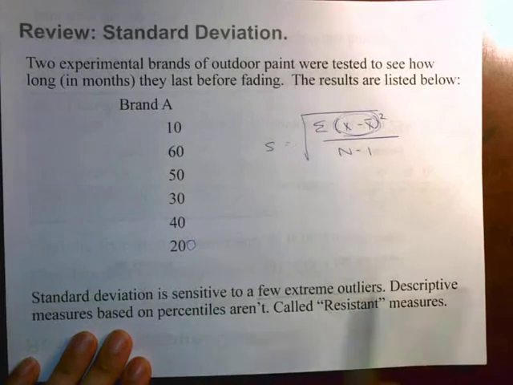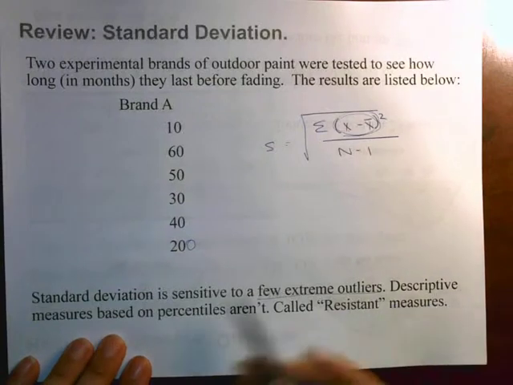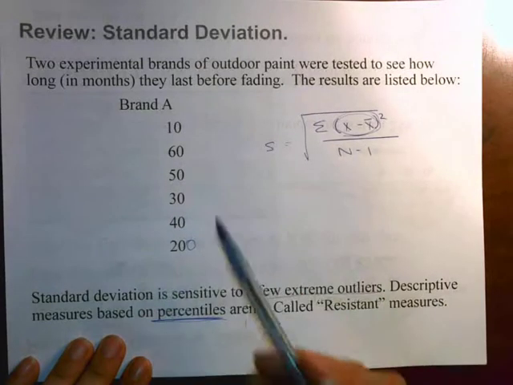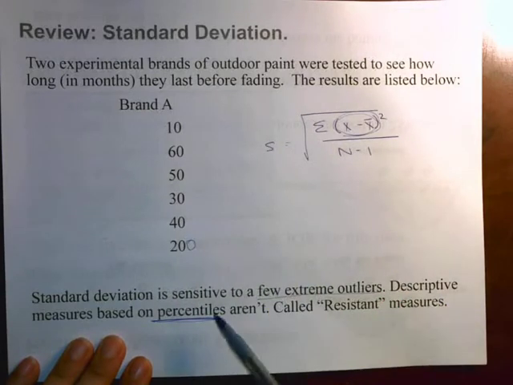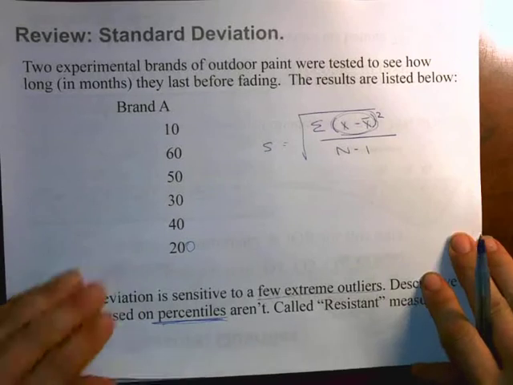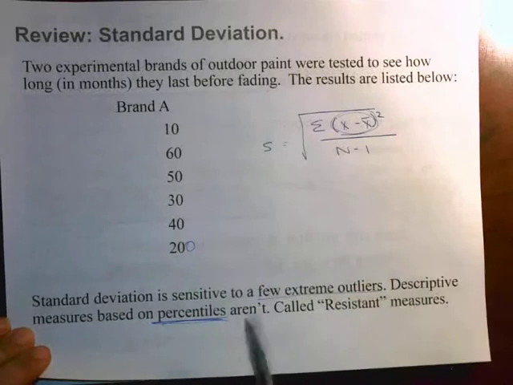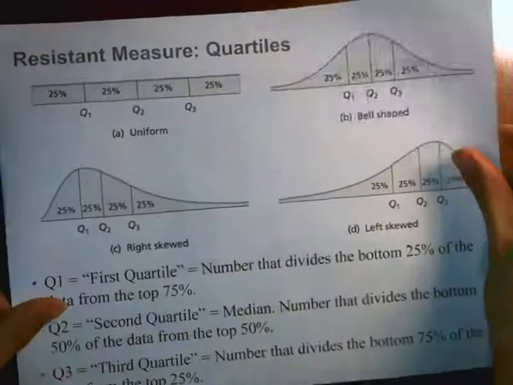So standard deviation is sensitive to a few extreme outliers. Some other descriptive measures that are going to tell us about the spread aren't. And ones that are based on percentiles aren't sensitive to extreme measures. So we've already talked about one measure of center that isn't sensitive to outliers. Instead of the mean, which is sensitive to outliers, we talked about the median. So now we're going to add a little bit more on the median and how we can use things like the median to describe the spread of the data in a way that isn't sensitive to some outliers. So that's the topic of section 3.4.